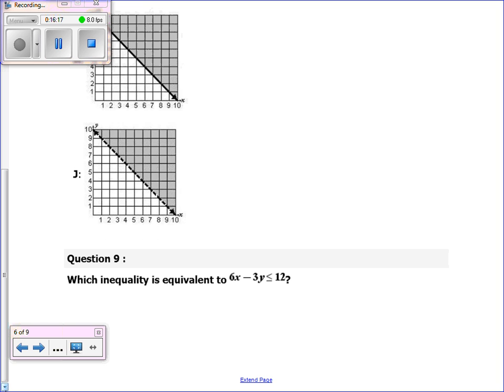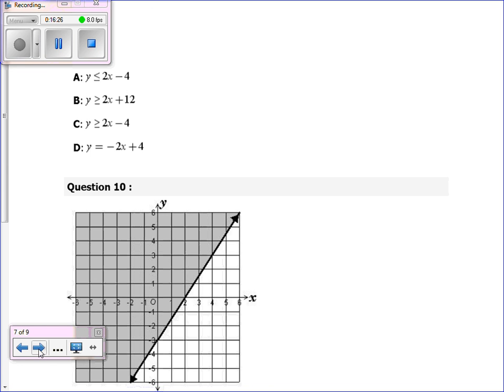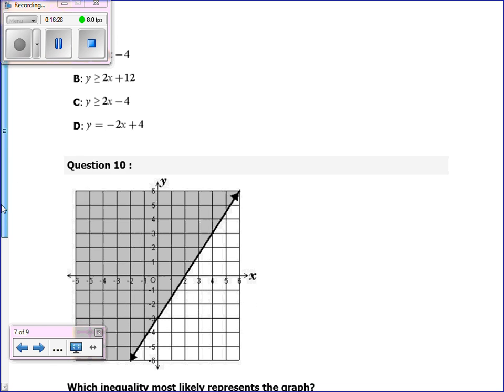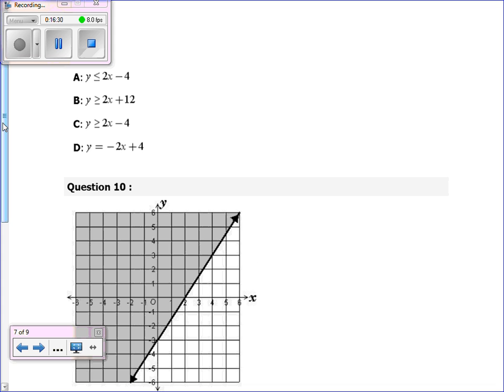All right, number 9. Which inequality is equivalent to 6x minus 3y is less than or equal to 12? Let's take a look at the choices. Looking at the choices for that one, it looks like basically all they want me to do is to get y by itself. Obviously, the answer is not choice D. There's an equal sign there, and this was an inequality question.